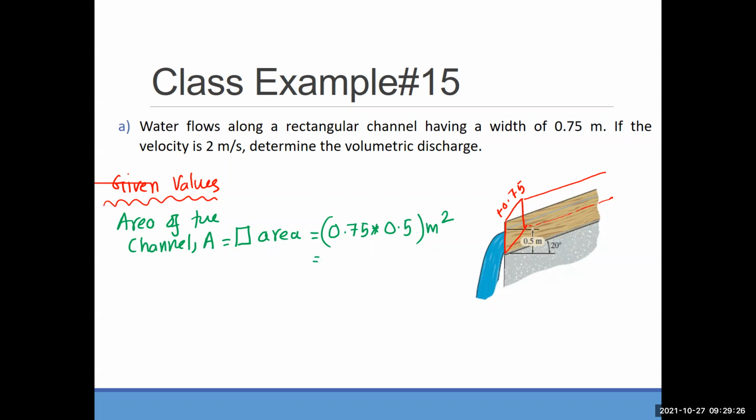The next one is the velocity, 2 meters per second. Now here we need to work a little bit. This velocity is coming from this channel, parallel to this channel right here.